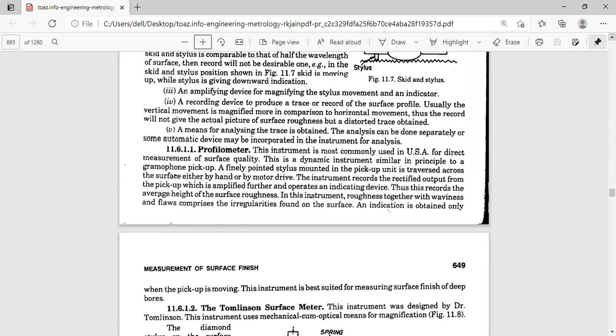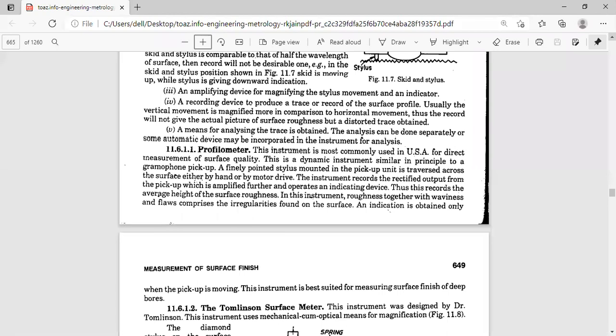In this instrument, you can measure the roughness along with the waviness, and any surface defects or flaws which are visible on the surface. You can just record them. This instrument gives a reading only when the pickup is moving. Only when the gramophone pickup is moving can you record it, and whenever it is static, you cannot record it.